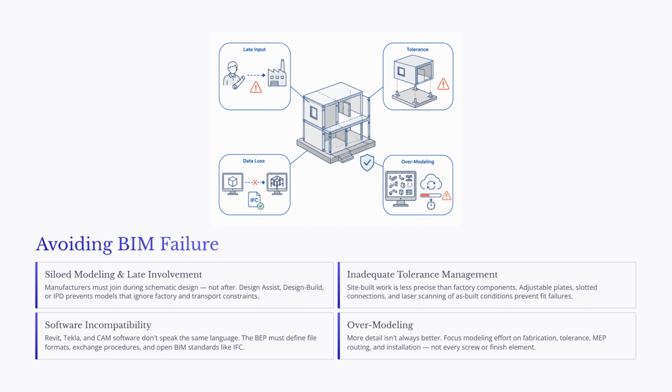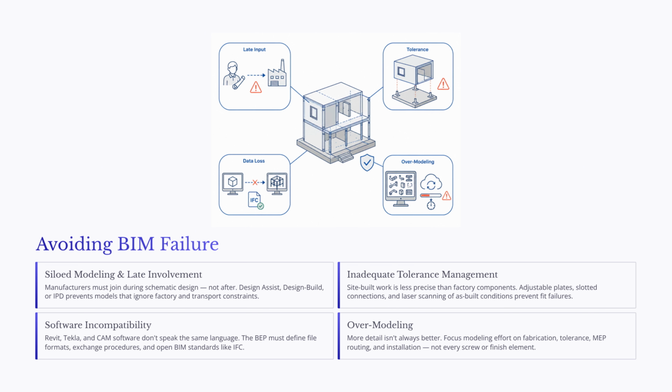Software incompatibility is also a common problem. Architects, structural detailers, fabricators, and manufacturers may all use different software platforms. If the BEP does not define file formats and exchange procedures, important information can be lost during model transfer.